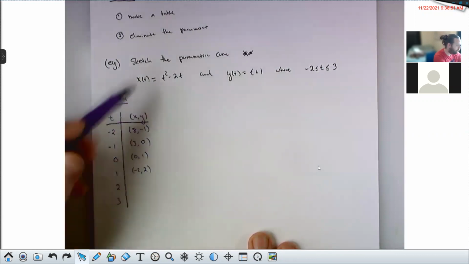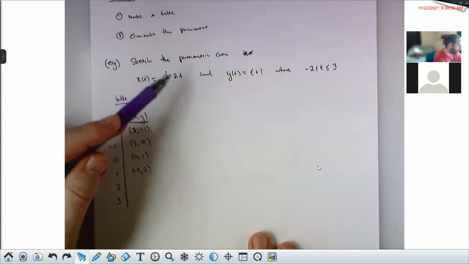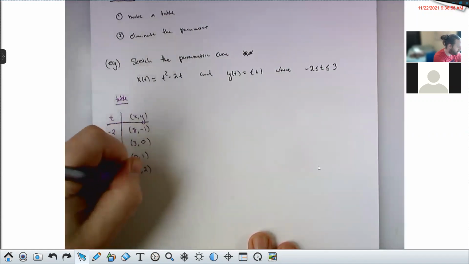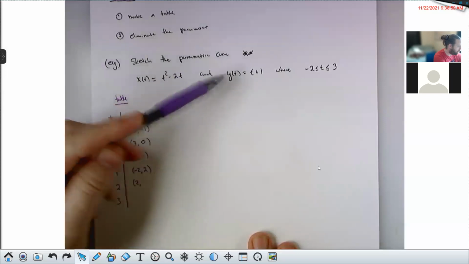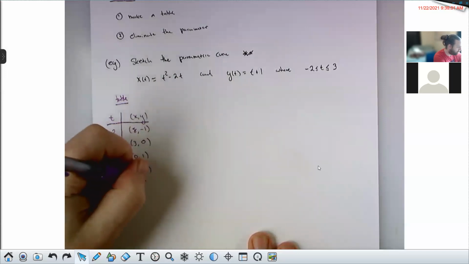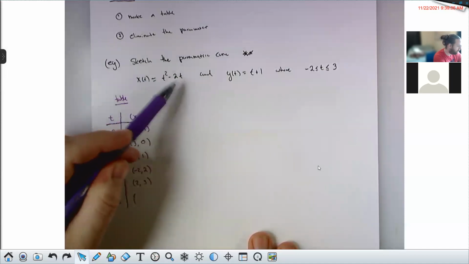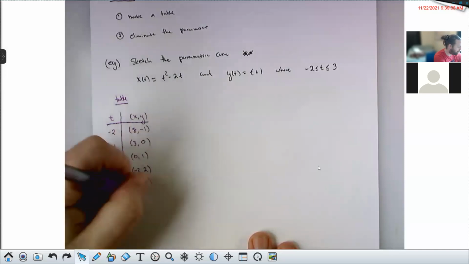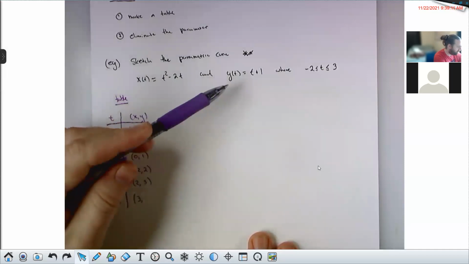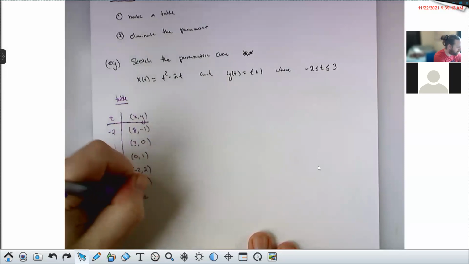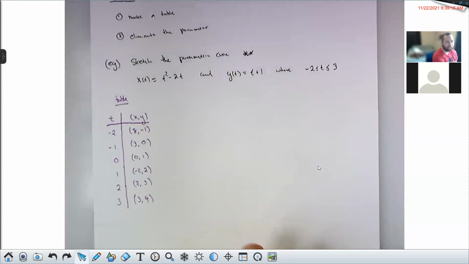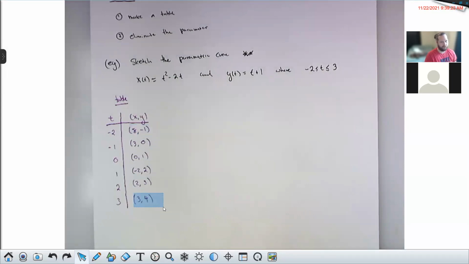When t is equal to 2, we have 4 minus 2, which is 2, comma 2 plus 1 is 3. And when t is equal to 3, we have 9 minus 6, which is 3, and 3 plus 1, which is 4. So my initial point is 3, -1, and then we're going to flow through these points and end at this terminal point, which is 3, 4.